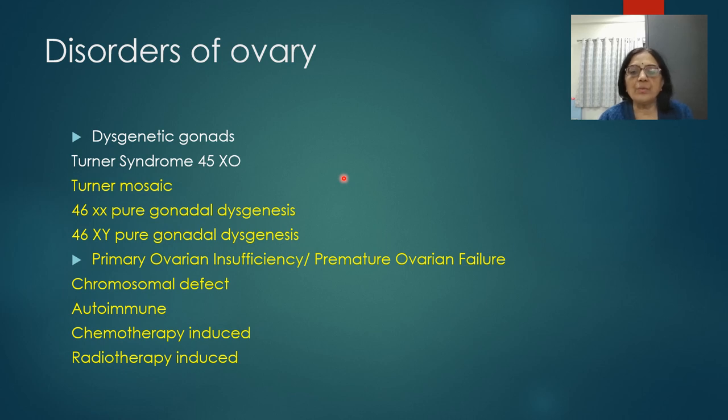Now these are the disorders of the ovary. We have already seen dysgenetic gonad and primary ovarian insufficiency or premature ovarian failure. These are the two groups. In dysgenetic gonads, the commonest is Turner syndrome, 45XO; there can be a Turner mosaic. In pure gonadal dysgenesis, we have either 46XX or 46XY pure gonadal dysgenesis.